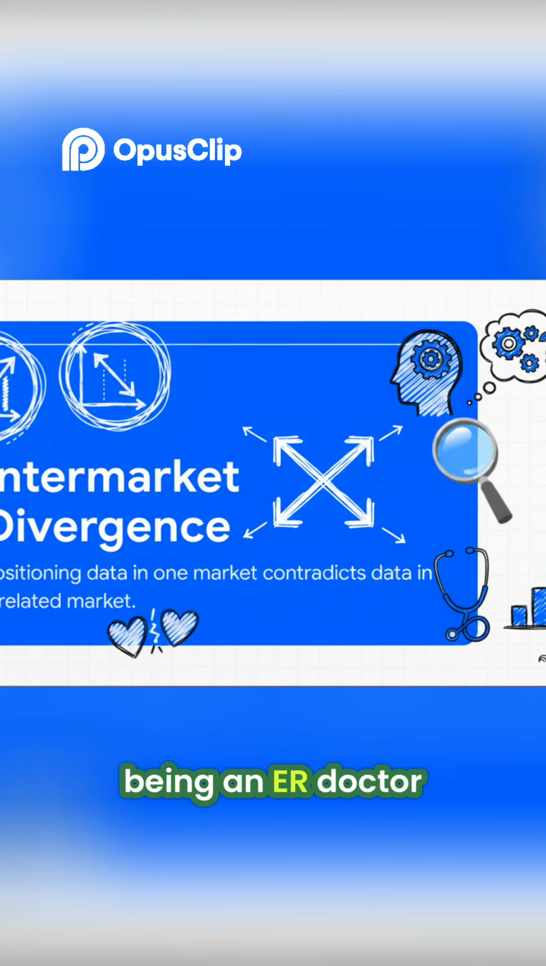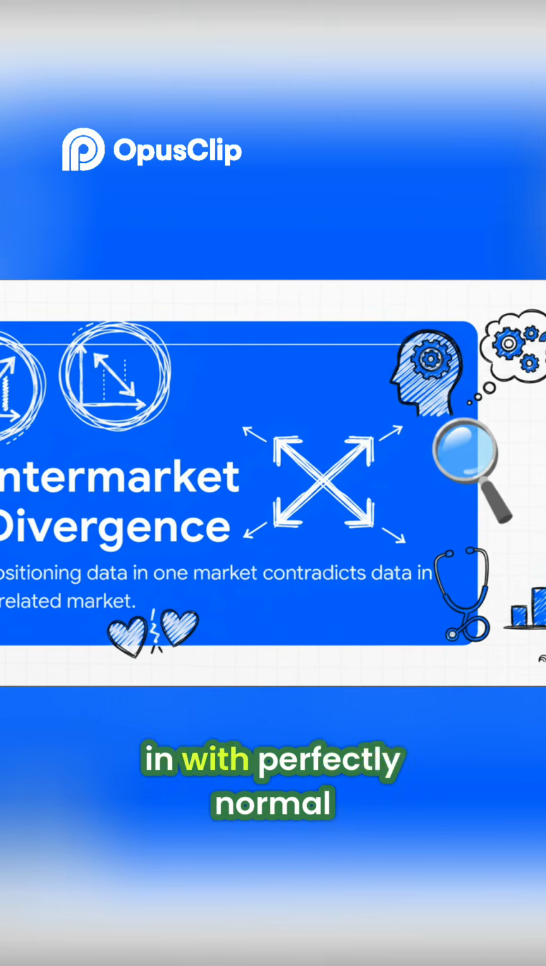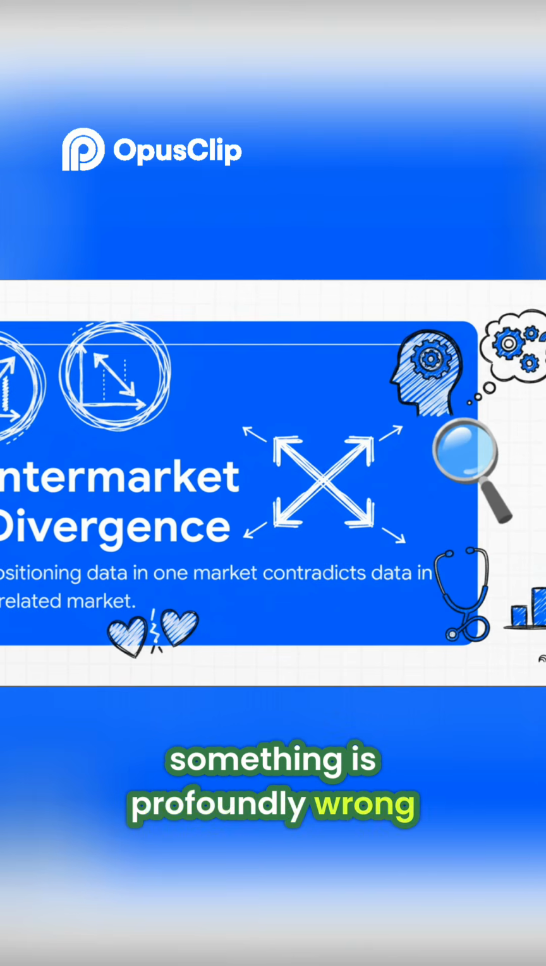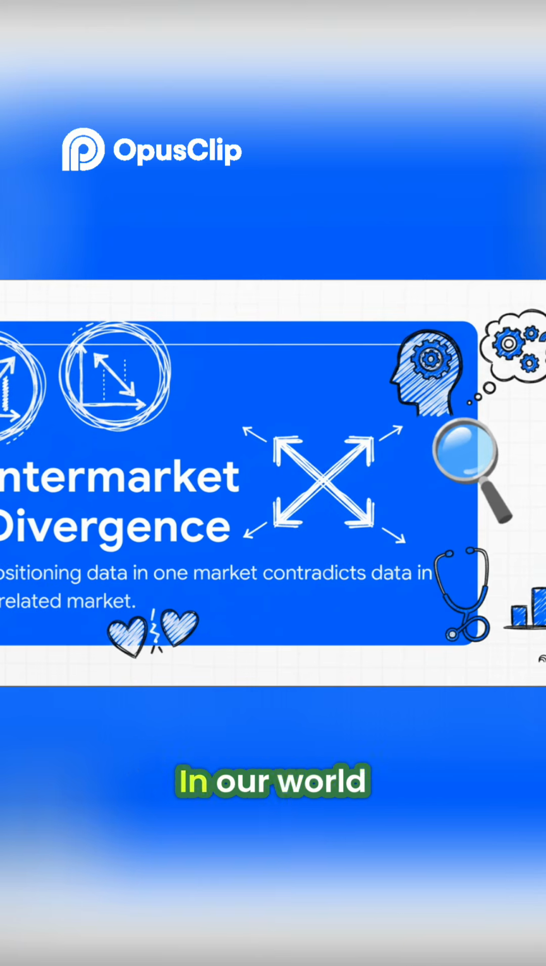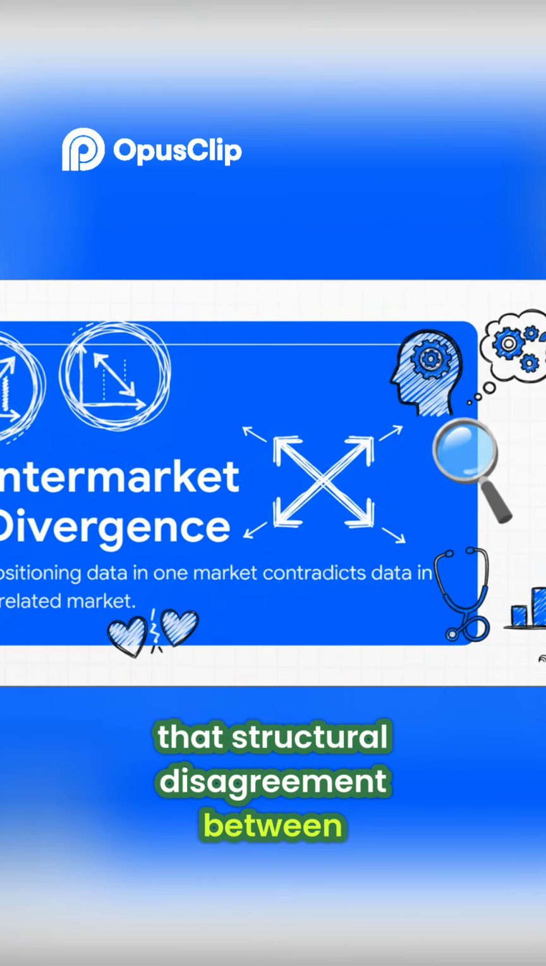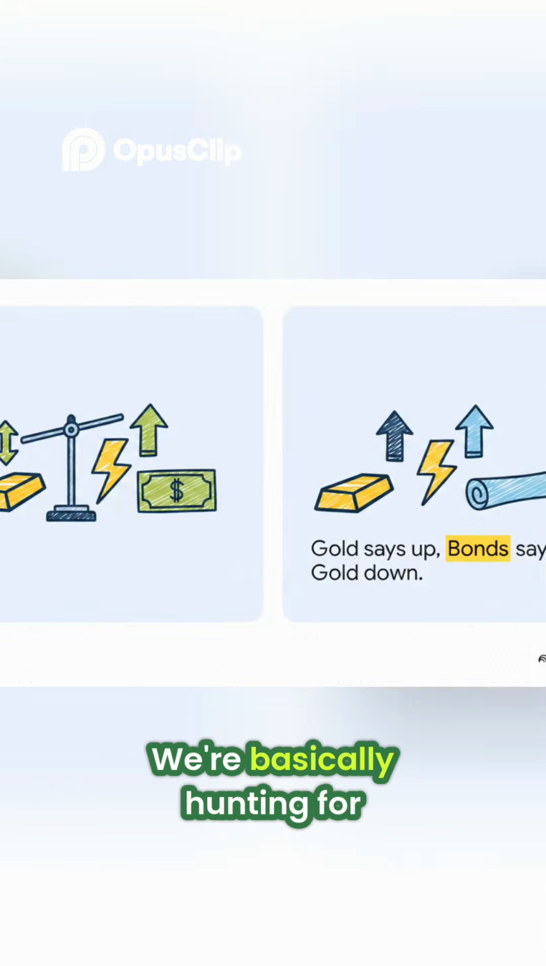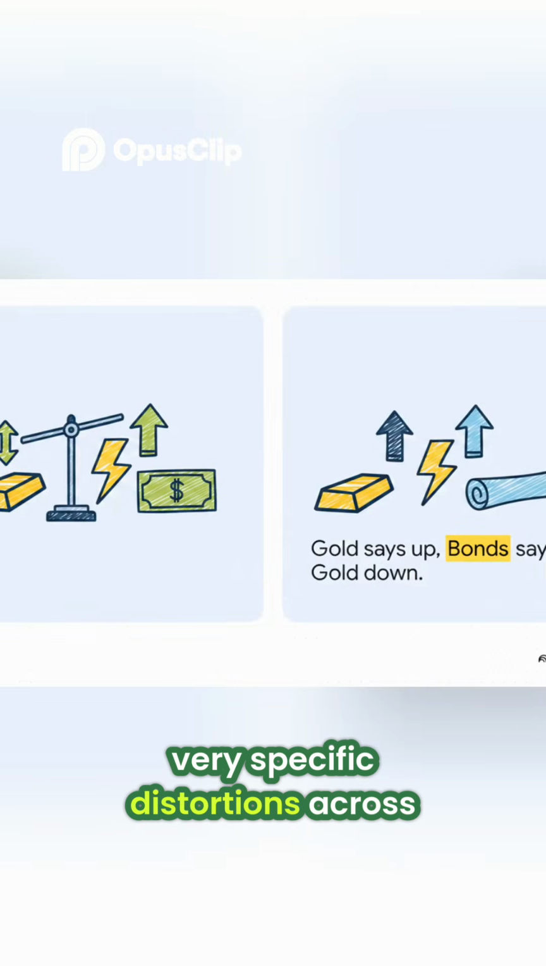Think of it like being an ER doctor, right? If your patient comes in with perfectly normal blood pressure but their resting heart rate is sitting at 160 beats per minute, something is profoundly wrong. The vital signs are diverging. In our world, that structural disagreement between related assets is exactly what creates our maximum edge. We're basically hunting for very specific distortions across this web.